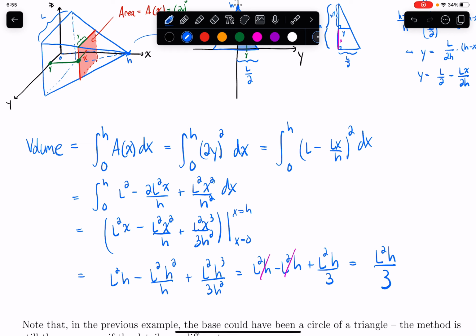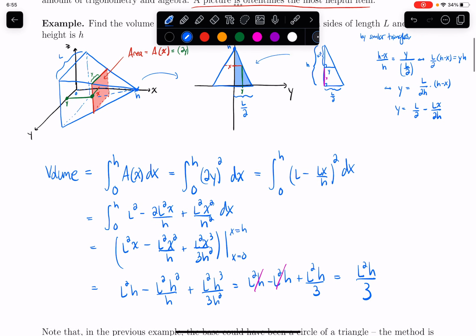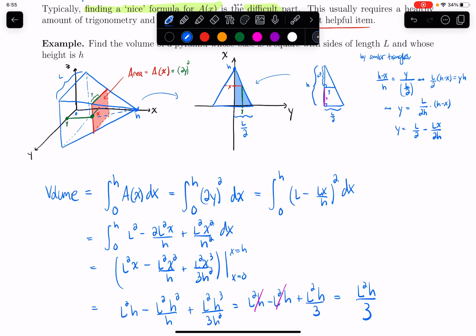And so if you were to pause this video and go check out Google, and you were to Google what is the volume of a square pyramid whose base length is L and whose height is h, it's going to be this formula.